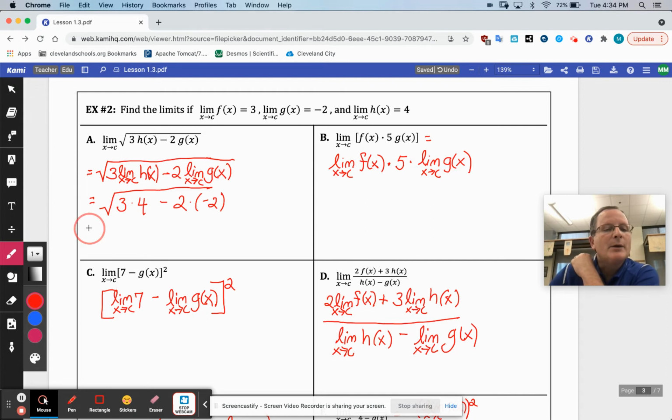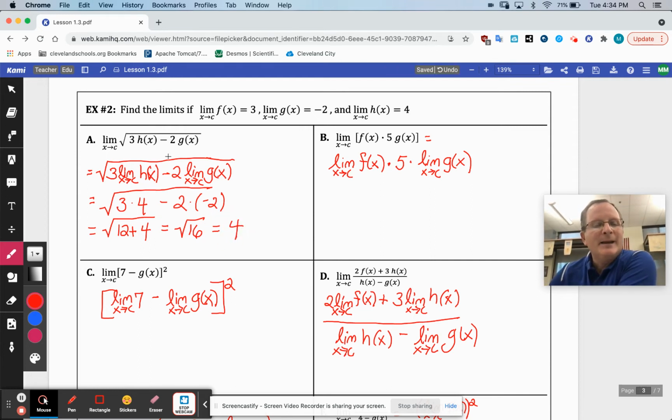All right, so here we go. So this is going to be the square root of 12 plus 4, which is square root of 16. That's 4. Okay, so that's how these are working. And so I'll just continue.